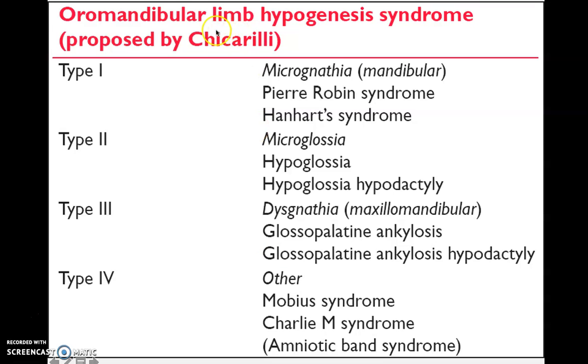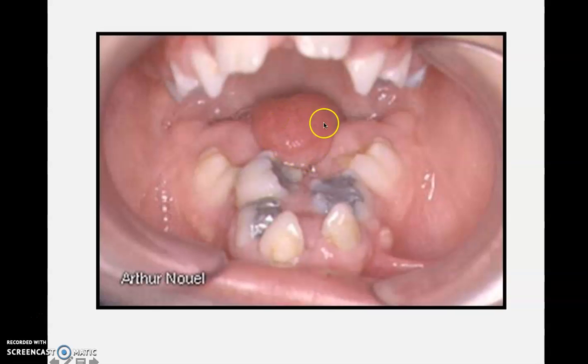So this is oromandibular limb hypogenesis syndrome. This is microglossia. So microglossia is usually with type 2. Okay, even hypoglossia means there's no tongue at all. Okay, so this is small tongue. Can you see missing incisor, and the mandible is very small.